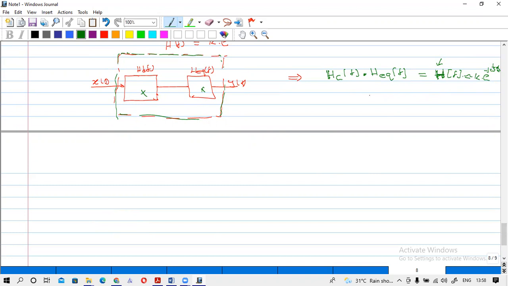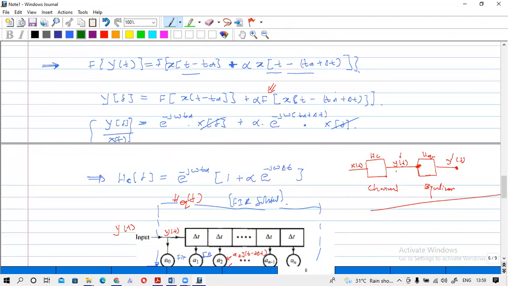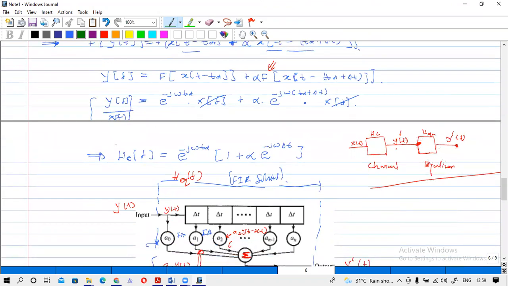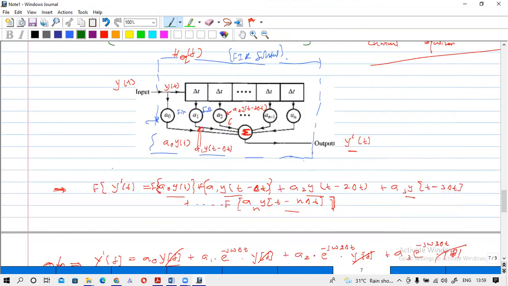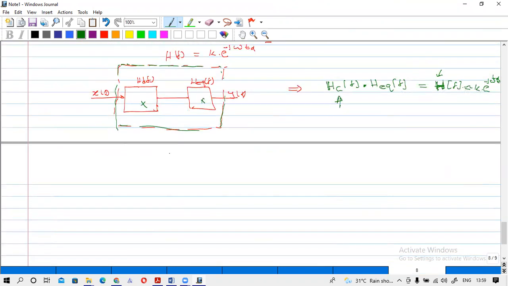So we have found this one already. H_C(f) we have found. What is H_C(f)? This is H_C(f) for a given channel, the transfer function for the given channel. So I have put that one here, and here I will use this one.